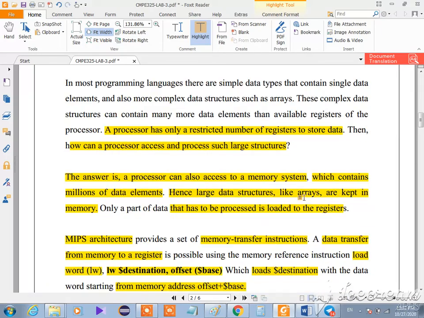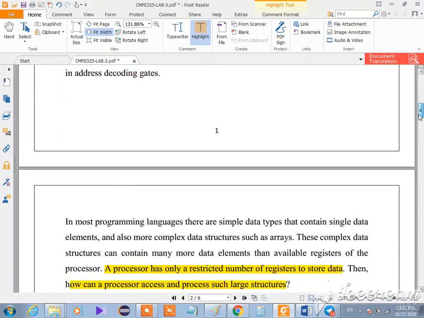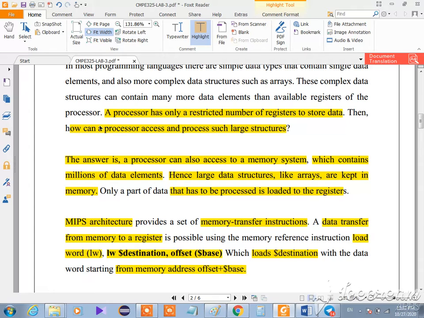And another point, actually this is your lab sheet. I'm just trying to show you some important points of this lab sheet. The other thing is that our processor, or our CPU, actually has only a restricted, limited number of registers for saving the data, but don't worry, we find a solution for this one.